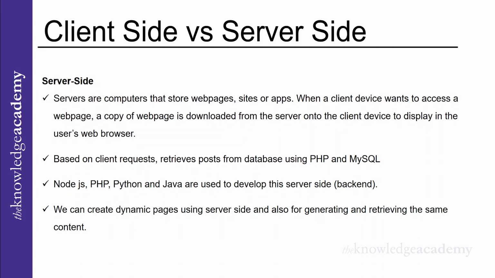When a client device wants to access a web page, a copy of that web page is downloaded from the server onto the client device. This is displayed on the user's web browser, and this is also called the backend. This is how the backend is done, and it's done using Node.js, PHP, Python, Java. That's the technology that is used here.